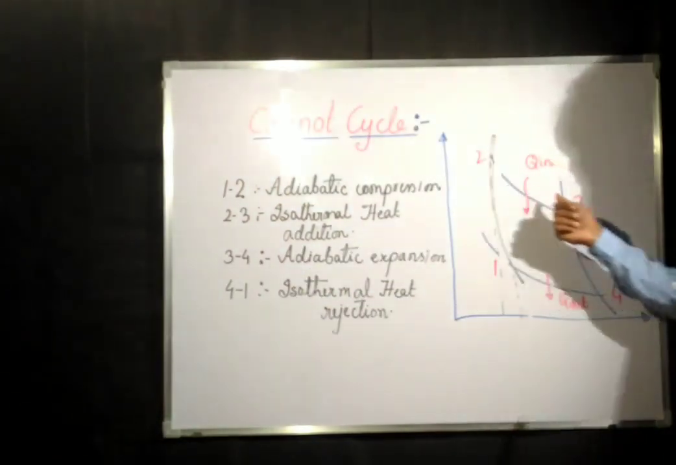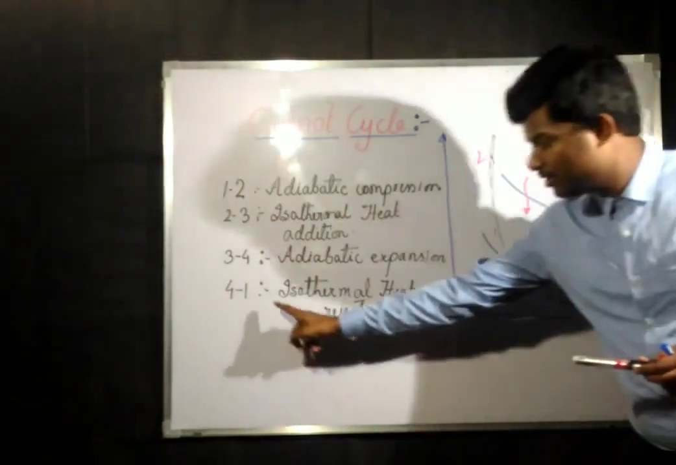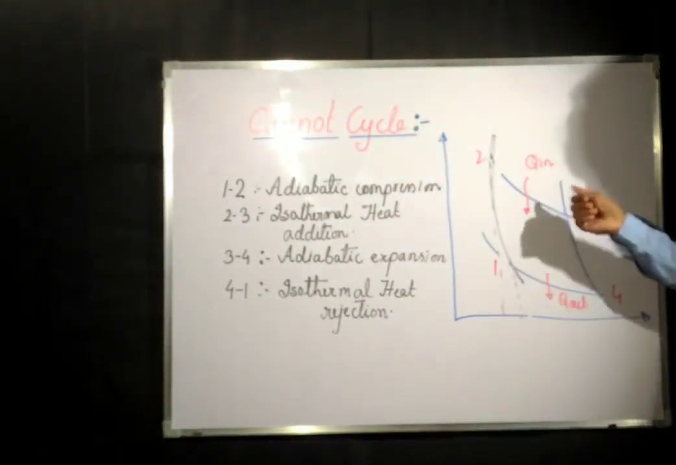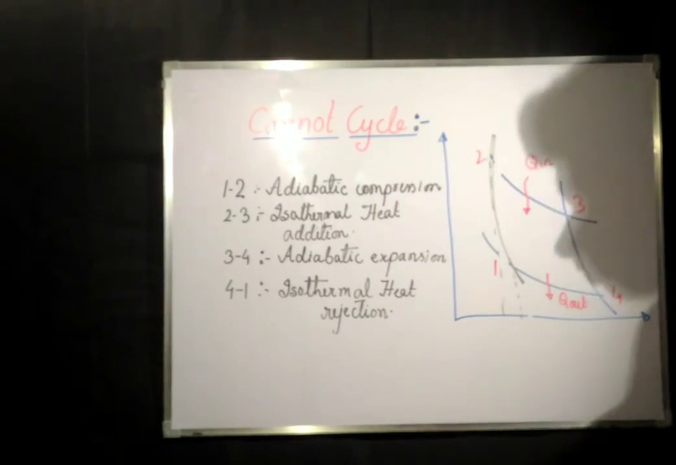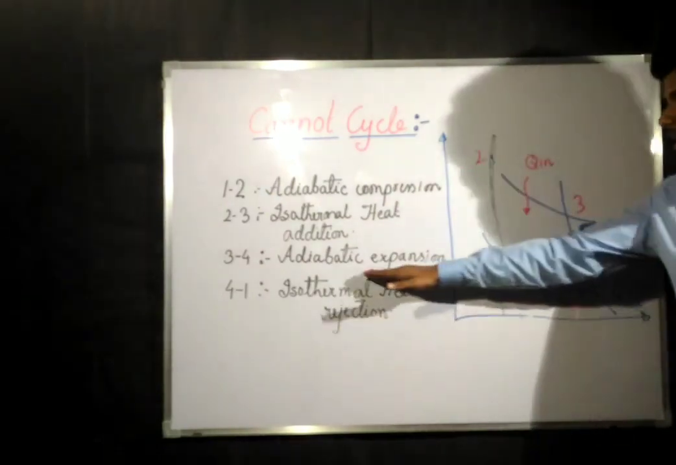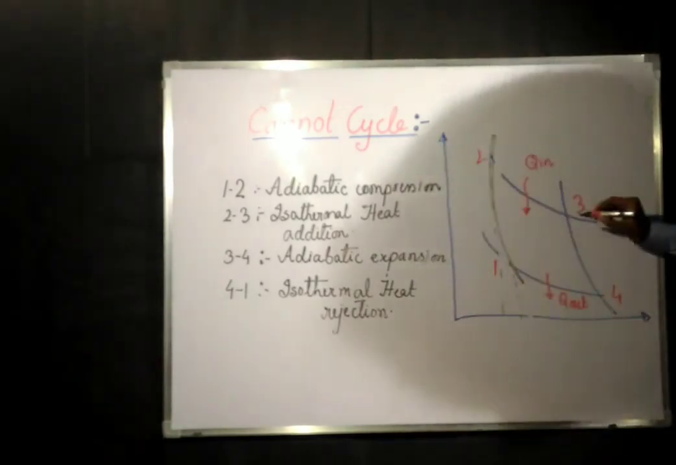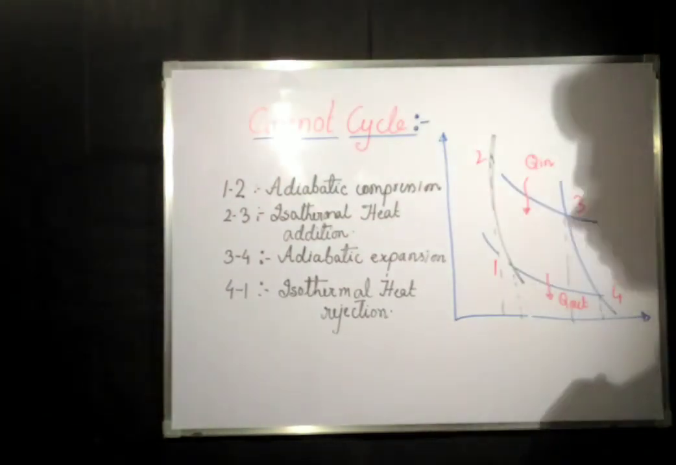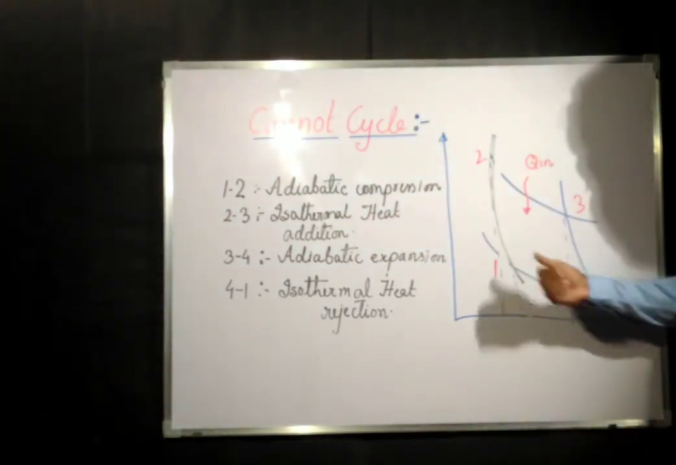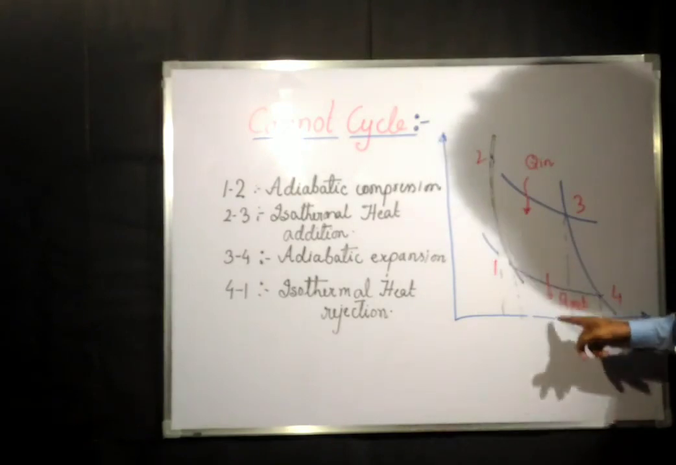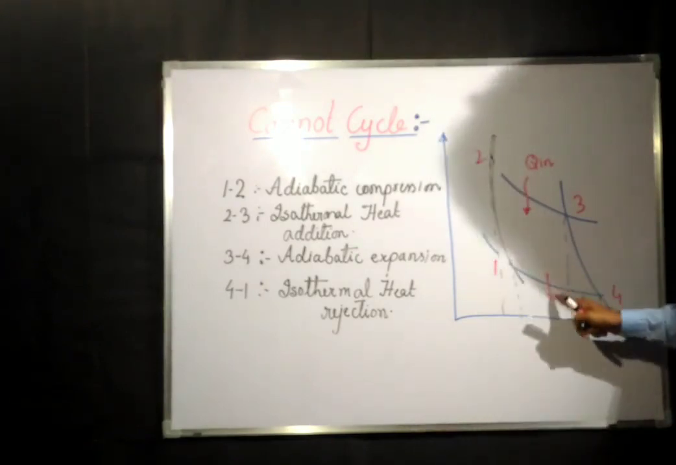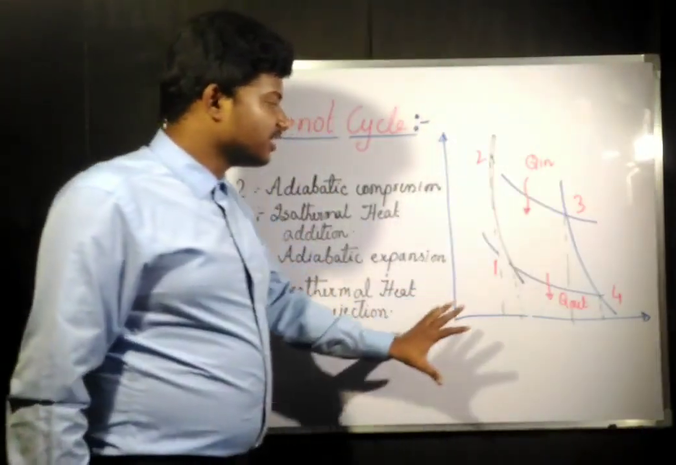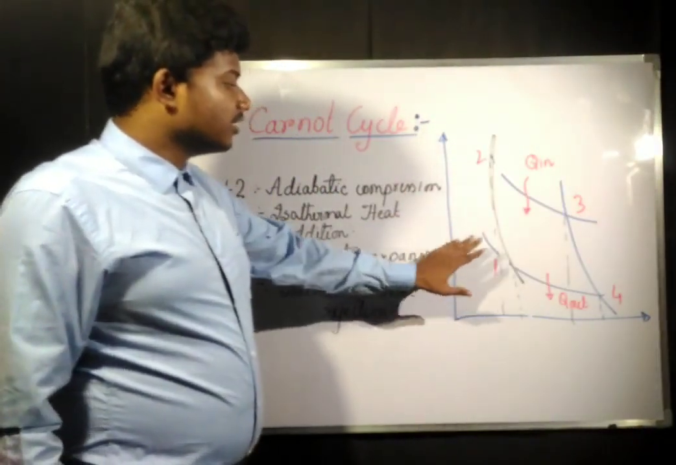The 2 to 3 part is isothermal heat addition. Here heat is getting added. That means in the diagram, whatever heat was coming from the source, this Q in is coming from source. And 3 to 4 is adiabatic expansion. Now volume is getting expanded from here to here. During the process 3 to 4 it is getting expanded, and 4 to 1 is again an isothermal heat rejection process. This is the basic diagram of a Carnot cycle.